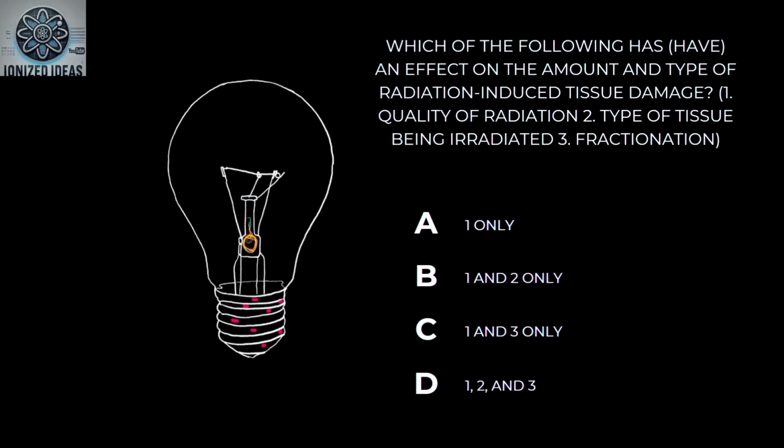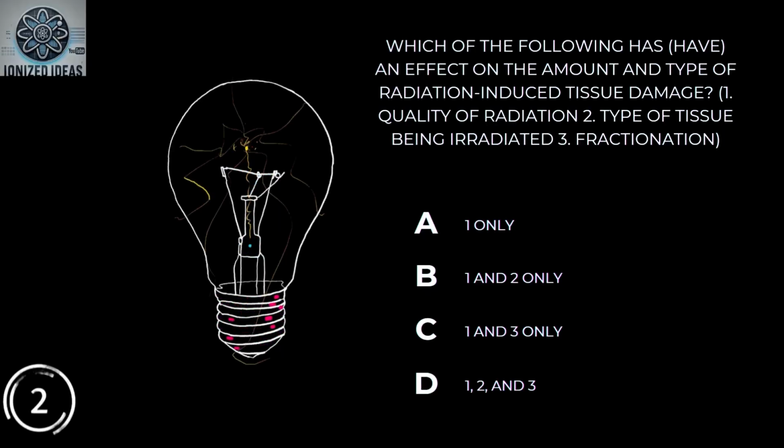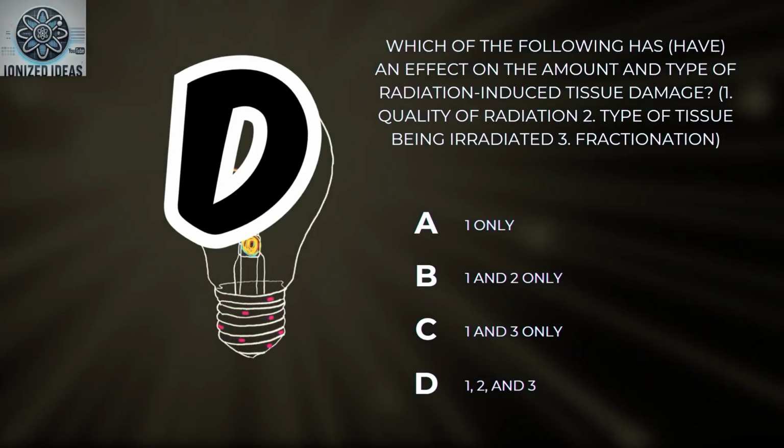Which of the following have an effect on the amount and type of radiation-induced tissue damage? 1. Quality of radiation. 2. Type of tissue being irradiated. 3. Fractionation. A. 1 only. B. 1 and 2 only. C. 1 and 3 only. D. 1, 2, and 3.